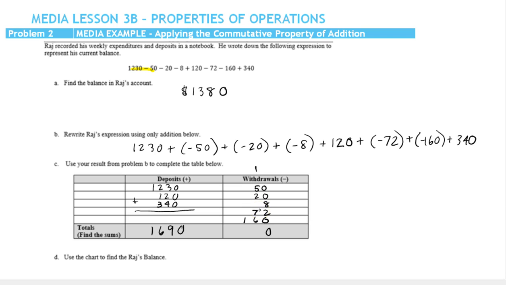8 and 7 is 15. 15 and 6 is 21. So 1, carry the 2. I'm going to put that up here. And $310 in withdrawals. So now that we've combined these together, we know that this is $1,690 plus negative $310.